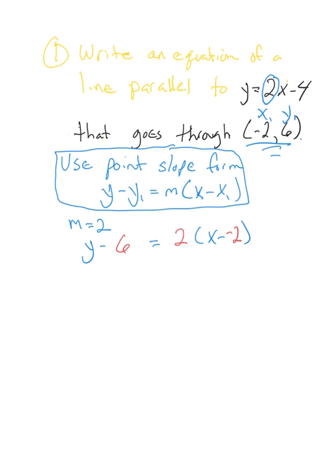So now we just need to distribute the minus sign, and my final answer is going to be y minus 6 equals 2 times x plus 2. I'm not going to have you convert it back into y equals mx plus b form. You can just use it like this.